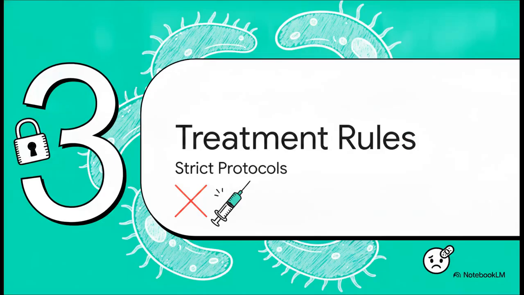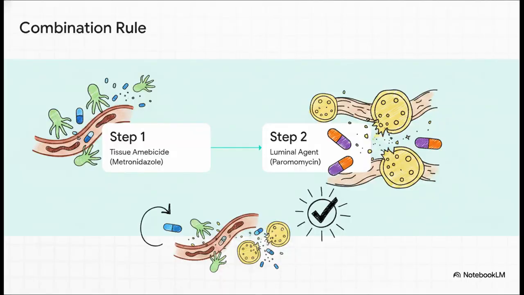Section 3, treatment rules and strict protocols. Listen closely, because if you break these rules on exam day, or worse, in the clinic, you will lose points and harm patients. So, the crucial point is the combination rule. Step 1 is your tissue amebicide, like metronidazole, to kill the invasive trophozoites actively destroying the gut wall or the liver. But, and this is a big but, metronidazole alone does not eradicate intraluminal cysts. You must follow it with Step 2, a luminal agent like paromomycin or iodoquinol.